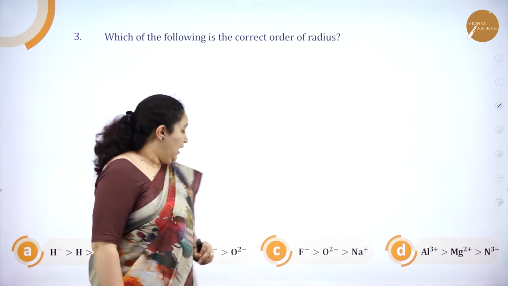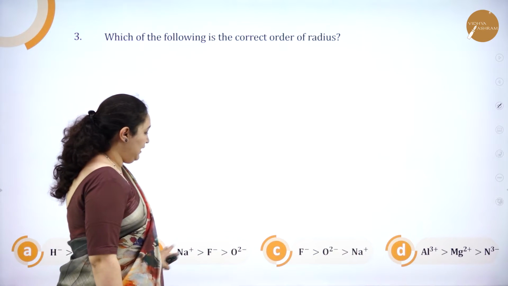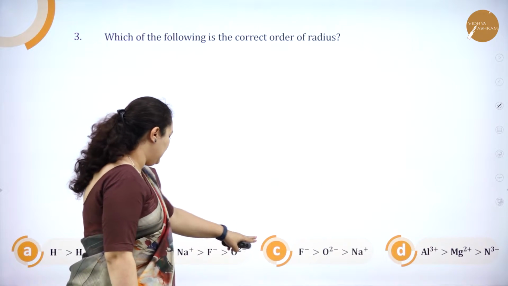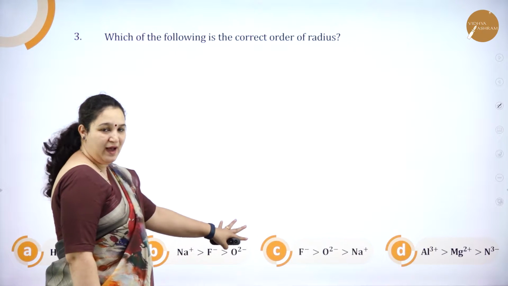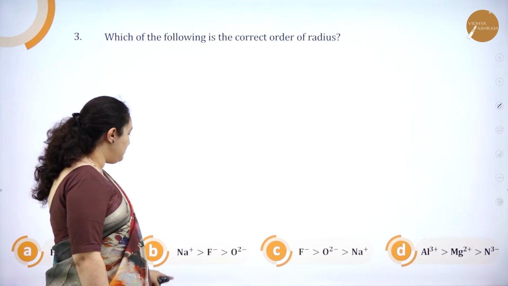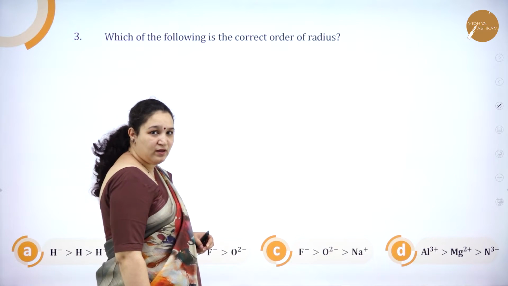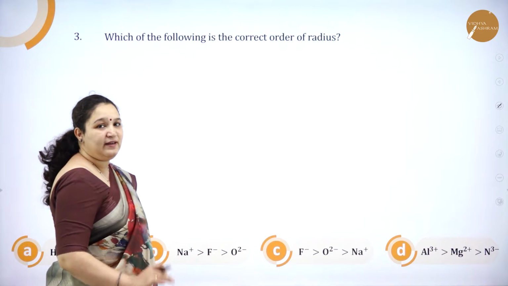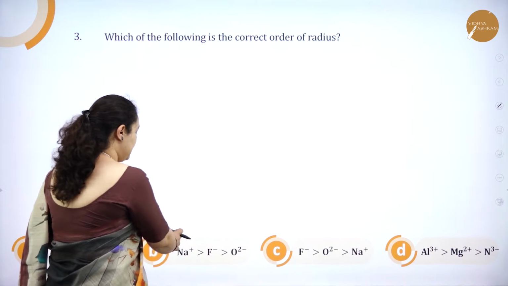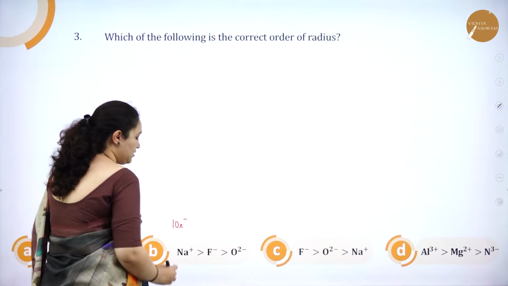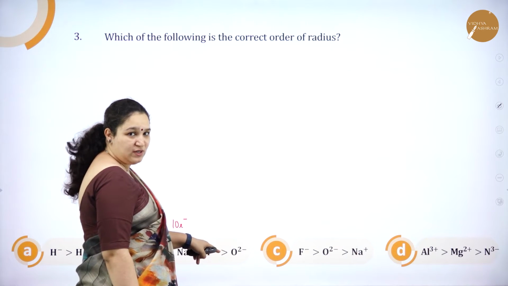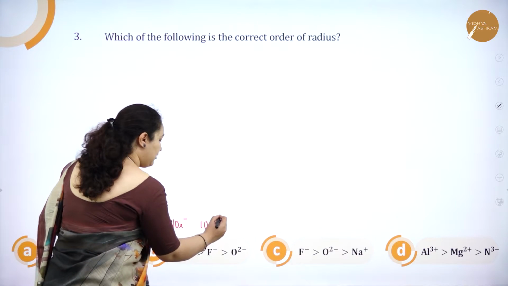Option 1. You see options B, C and D. What you can observe here is that B and C have the same ions, but they are placed in a different way. Also, they are isoelectronic, that is, they all have 10 electrons. Sodium, atomic number 11, remove one electron, that is positive charge, it has 10 electrons. Fluorine has atomic number 9, plus 1 electron because it has a negative charge. So again it has 10 electrons.